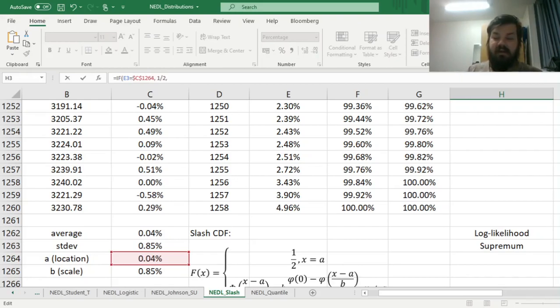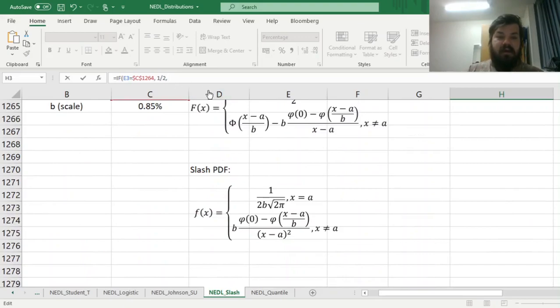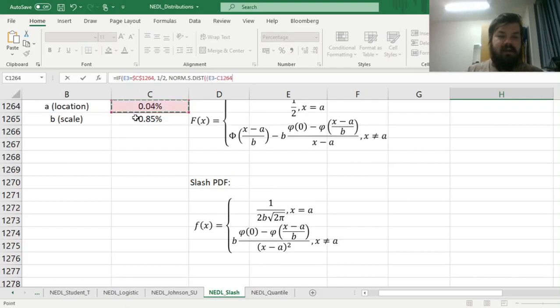And if not, we refer to the standard normal distribution of scaled x, so e3 minus location divided by scale. And as this is capital phi, so cumulative normal distribution, we need to input 1 over here, and we need to subtract this ratio over here.